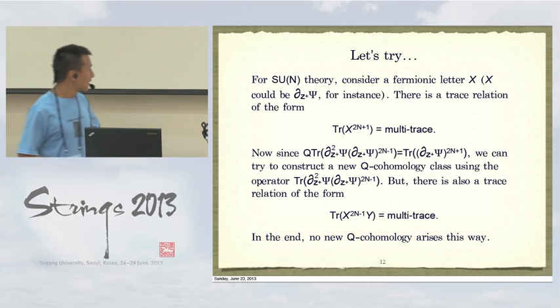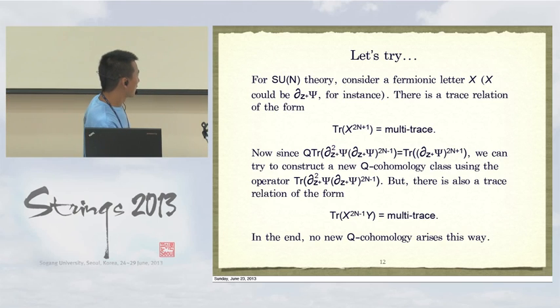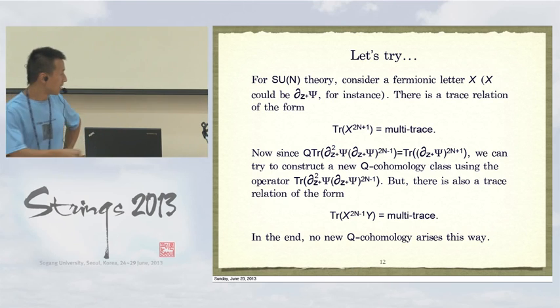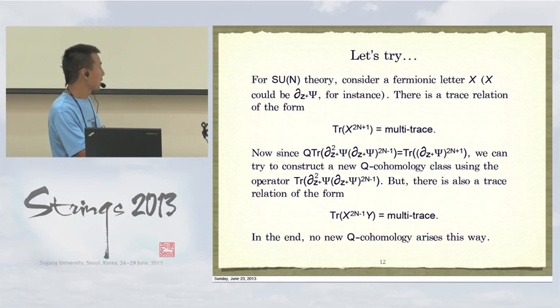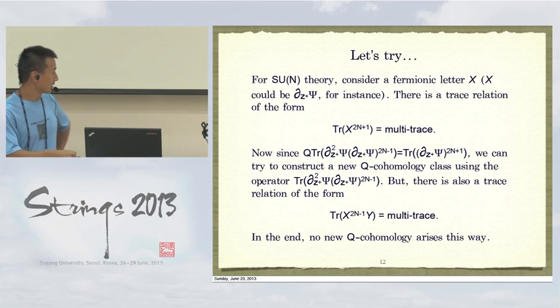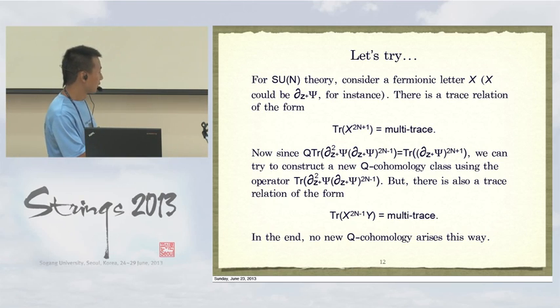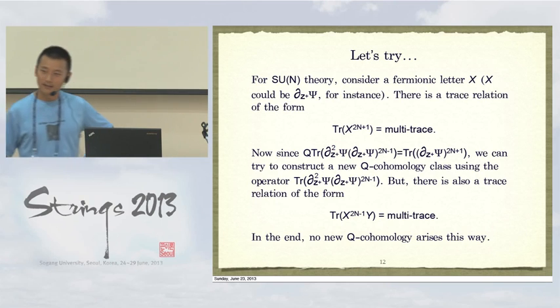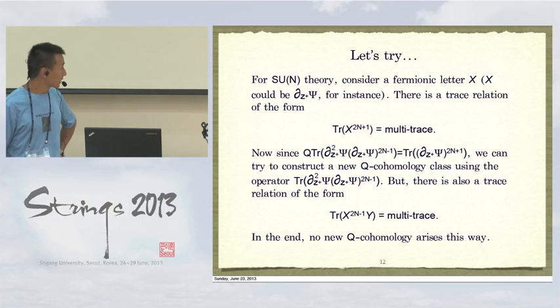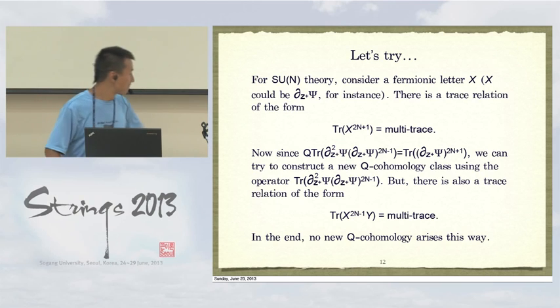Unfortunately, that doesn't work, because there turns out to also be a trace relation of the form, in this case, for x and y fermionic n by n matrices, that trace x to the 2n minus 1 times y is a multi-trace expression. And it turns out that because of this, you will not end up finding any new Q cohomology class of this form.